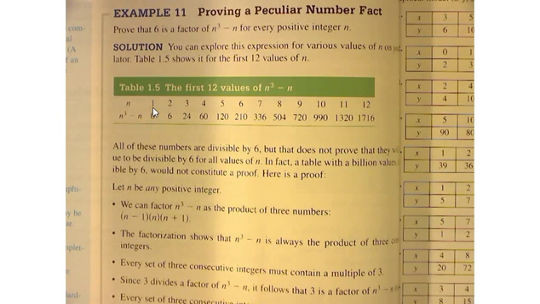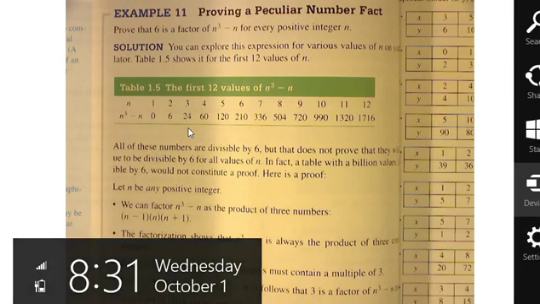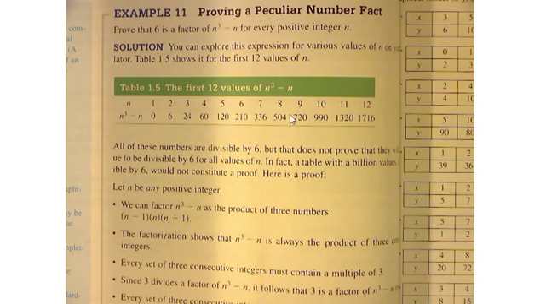So we're going to start with the number 1. 1 cubed is 1 minus 1, which gives us 0. Then if we take 2 and we say 2 cubed minus 2, 2 cubed is 8 minus 2 is 6. 3 cubed is 27 minus 3, which is 24. So what they're saying is, if I take these numbers, plug them into this equation, the final answer is always going to be divisible by 6. And they want us to prove that.